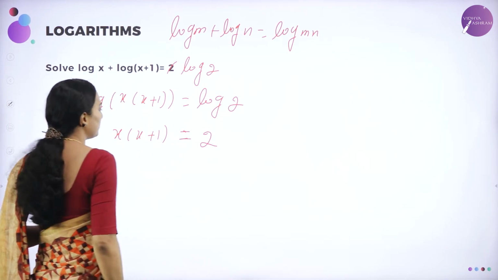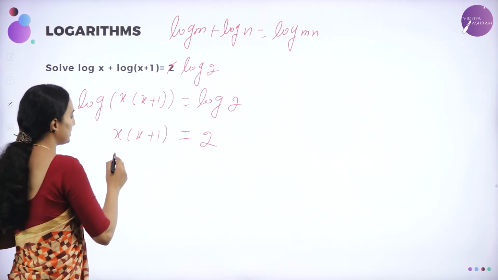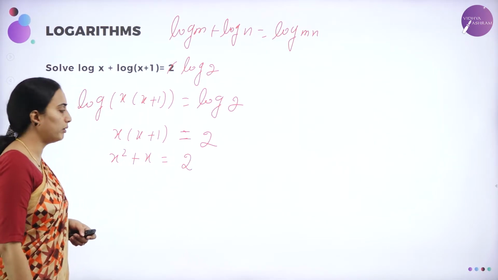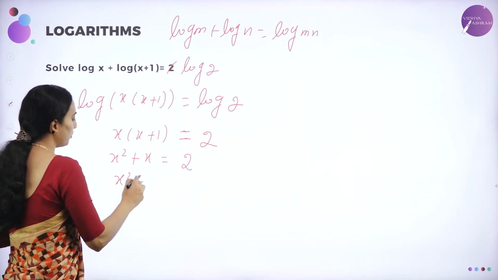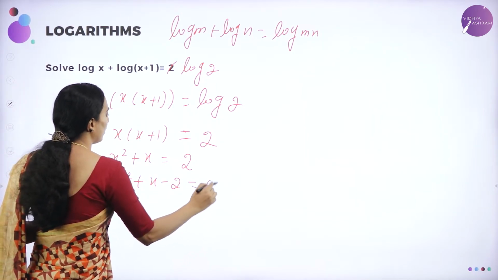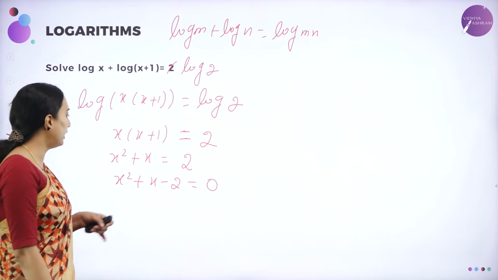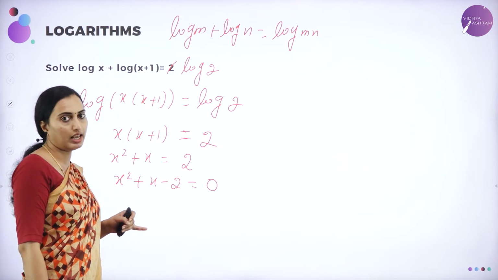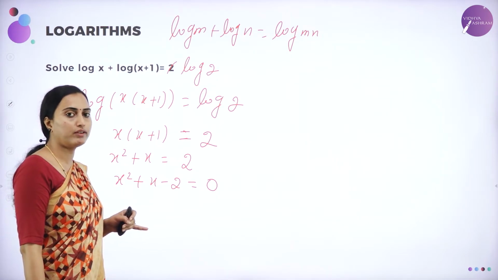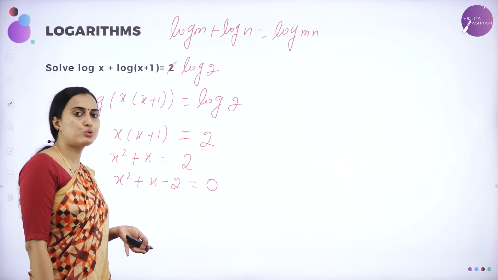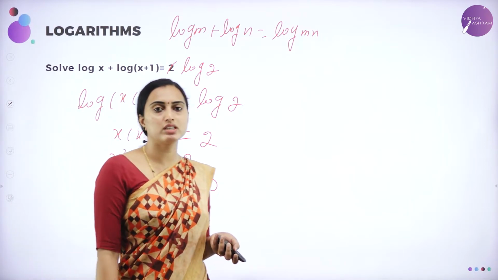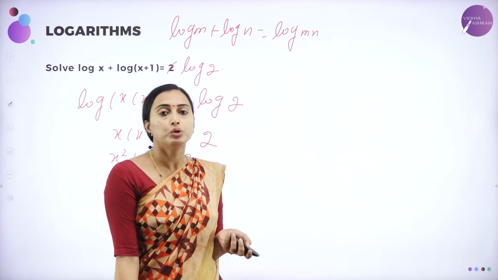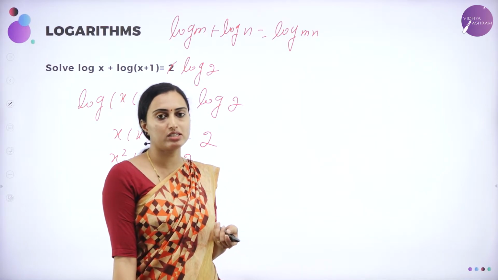So x into x plus 1 is equal to 2 means you can multiply this x inside. x squared plus x is equal to 2. Otherwise, you can bring this 2 to that side. It will become x squared plus x minus 2 is equal to 0. You can solve this one. If you multiply, you should get minus 2 x squared. If you add, you should get plus x. So which terms are you going to have? Minus 2 and plus x. Minus 2 ones are 2. Minus 2 plus 1 is nothing but minus 1. So 2 into minus 1 is minus 2, and 2 minus 1 is nothing but plus x.